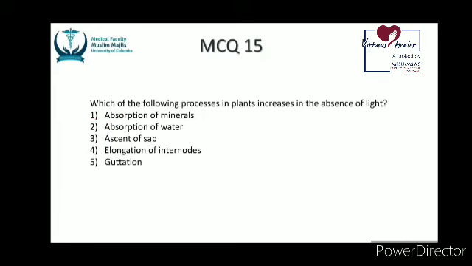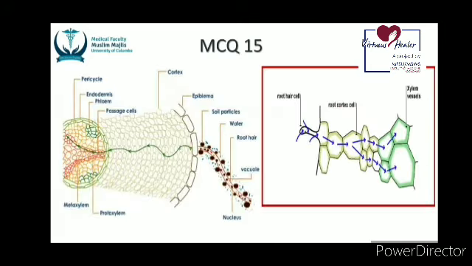Question number 15. Which of the following processes in plants increases in the absence of light? Absorption of minerals, absorption of water, ascent of sap, elongation of internodes, and guttation. Let's first see how water is absorbed in plants. Water is absorbed both actively as well as passively through the root hair cells in the plants. And this absorbed water will then move from one cell to another until it reaches the root cortex by osmosis.